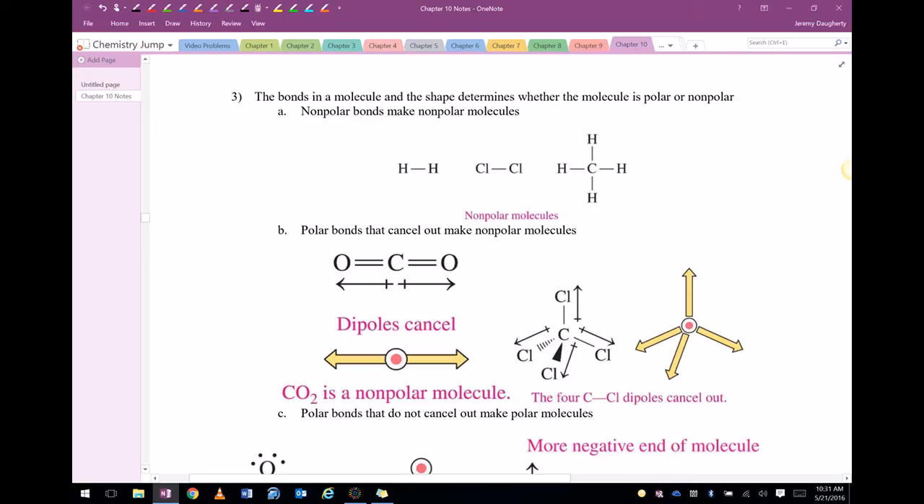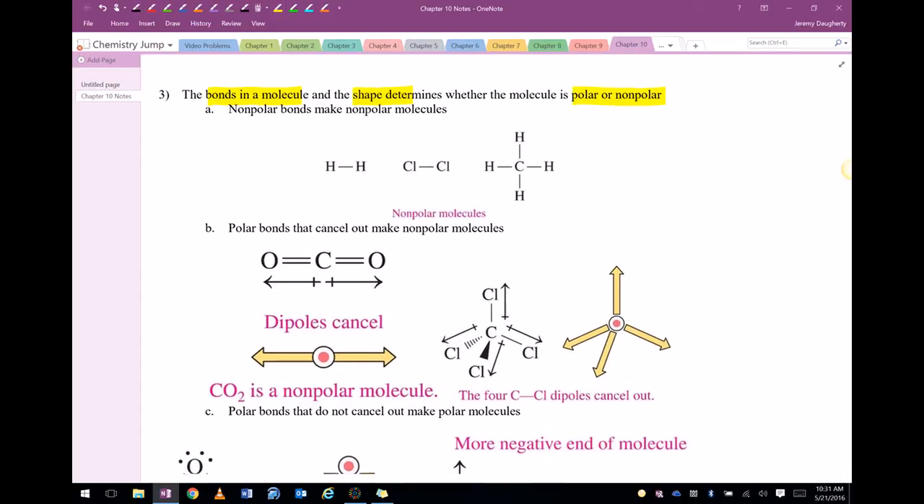Now, just because a molecule has polar bonds doesn't mean the molecule itself is polar. A molecule can have polar bonds and still be nonpolar. Let's take a look at some examples here. What we're going to be looking at is the bonds in the molecule, but also the shape. And that's what determines whether it's polar or nonpolar. So the reason that something is nonpolar, let's jot this down here.